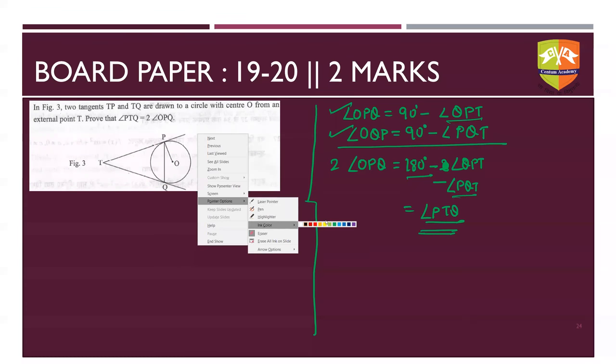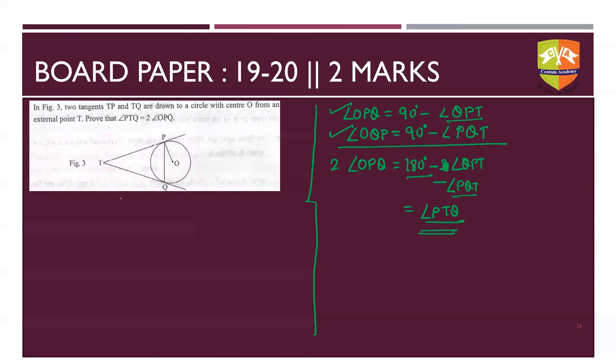Once again, dekho, I have joined OQ. Now I know that this is 90 degrees. This is 90 degrees. So I am writing angle OPQ is equal to 90 degrees minus angle QPT. This is clear. I hope this is clear. QPT, observe and you will get it. Similarly, angle OQP is equal to 90 degrees minus angle PQT.